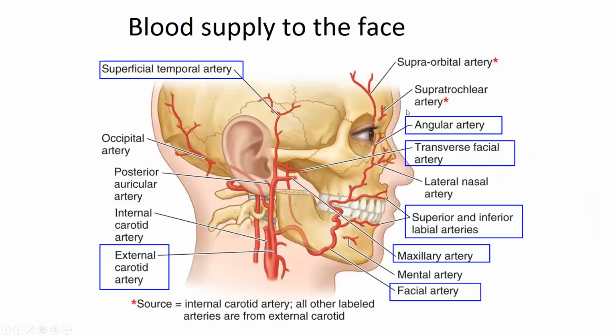Here's just another kind of highlighting it. The maxillary is this guy here, dives almost straight into the head, which is a little bit unique because everything else kind of just runs around, but this guy goes straight deep. And then the facial, here's the labial ones, and the angular, and then here's some of the supraorbital, supratrochlear guys. And then there's the external carotid.